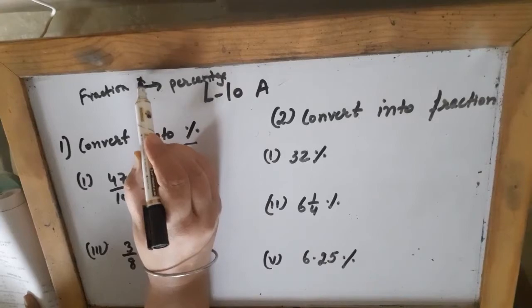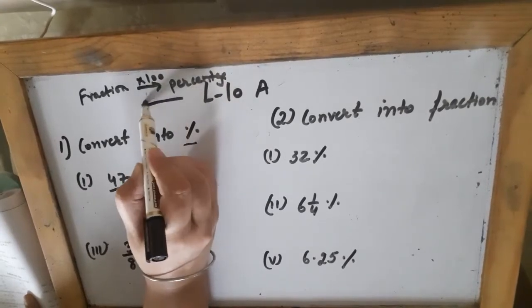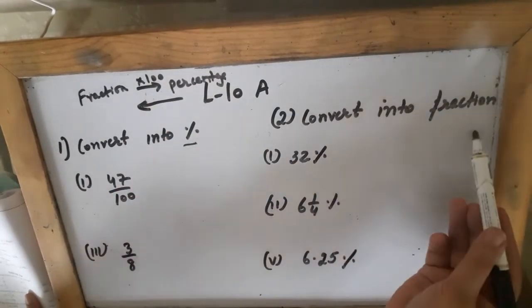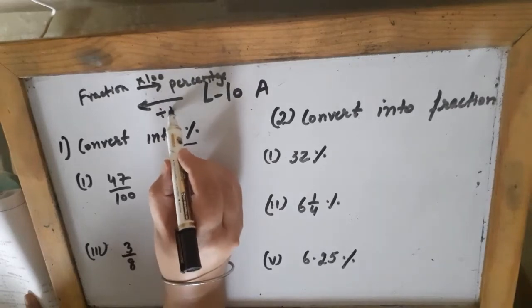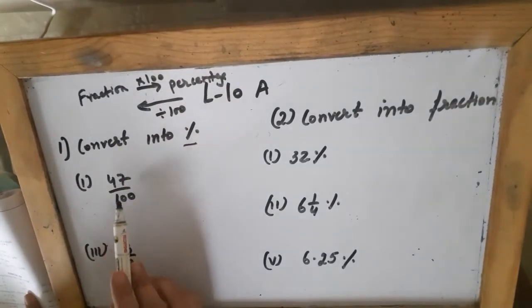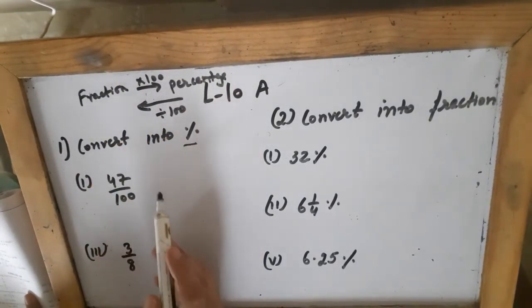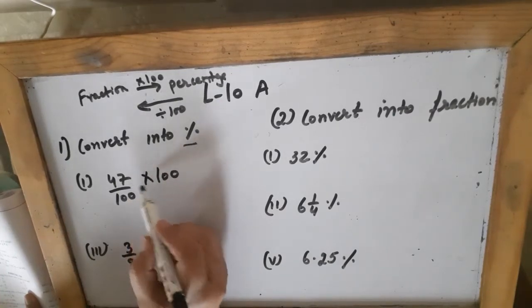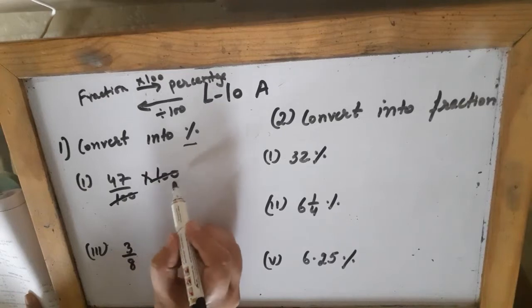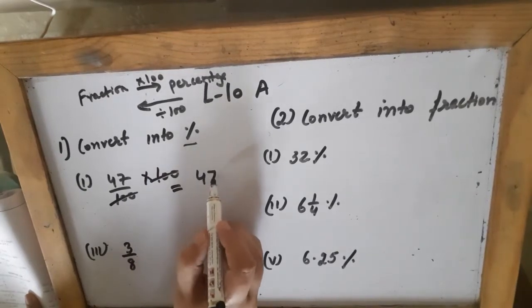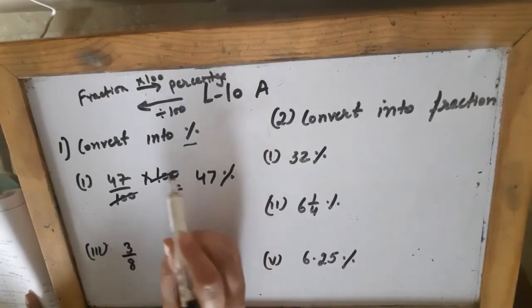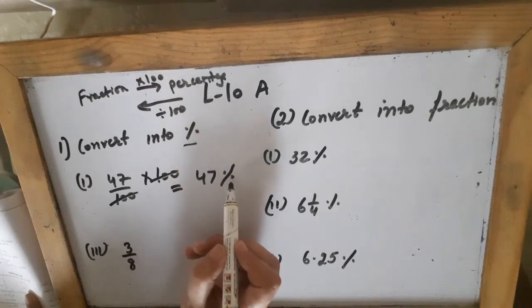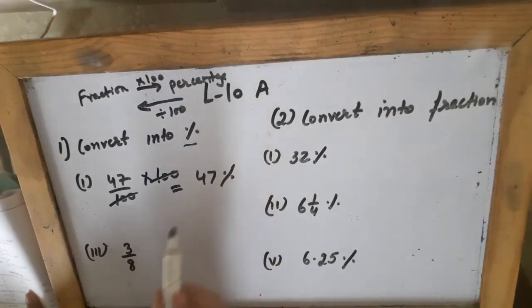Fraction into percentage, we multiply by 100, and percentage into fraction, this is the second question, we divide with 100. So to convert this fraction into percentage, what we have to do? We have to multiply with 100. So multiply with 100, 100 and 100 get cancelled, so this becomes 47%, because we have converted into percentage, so we have to apply the sign of percentage.